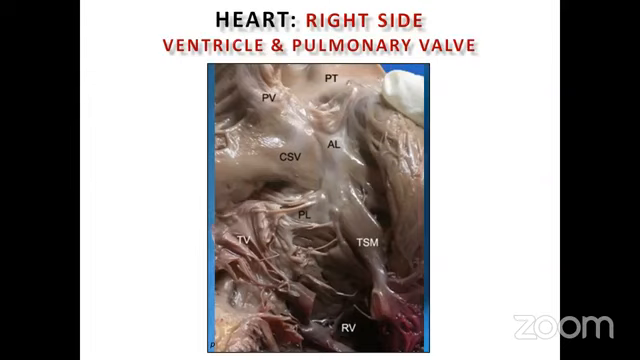supraventricularis. So all these bands are important and are seen in the outflow tract, and these bands become important whenever we are dealing with certain congenital anomalies.